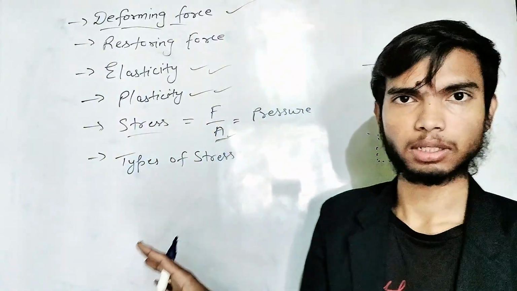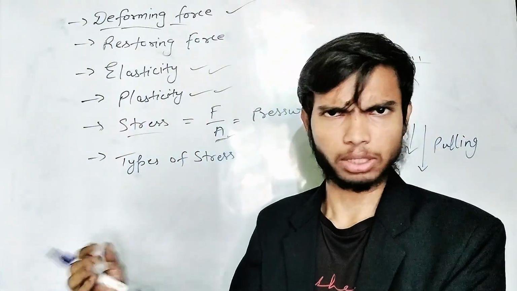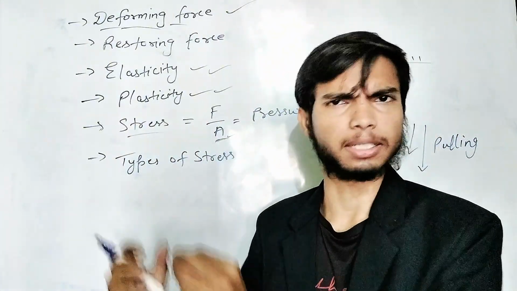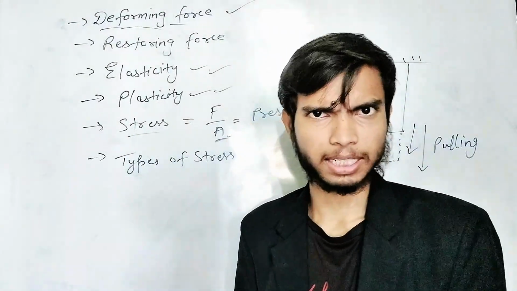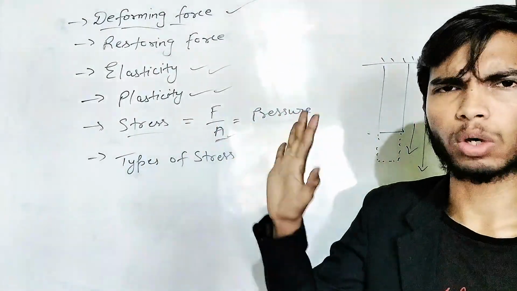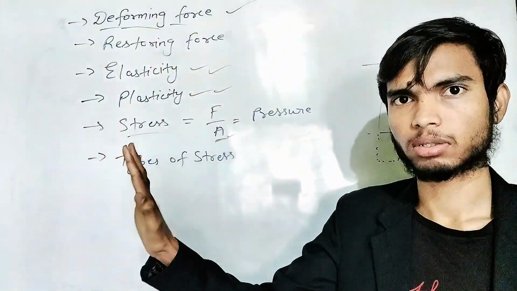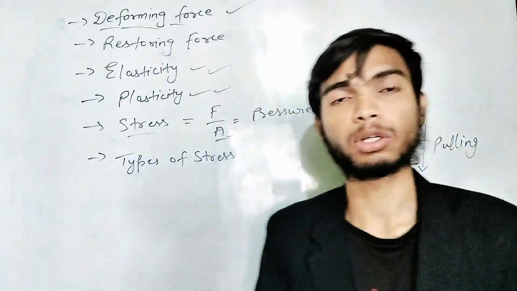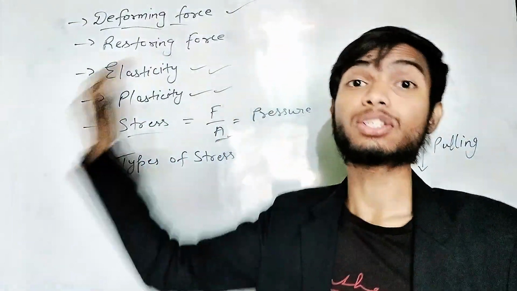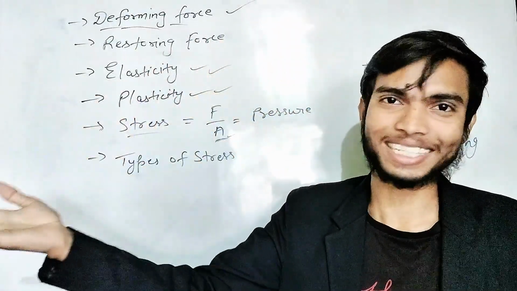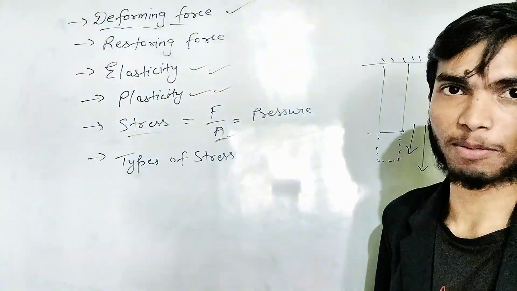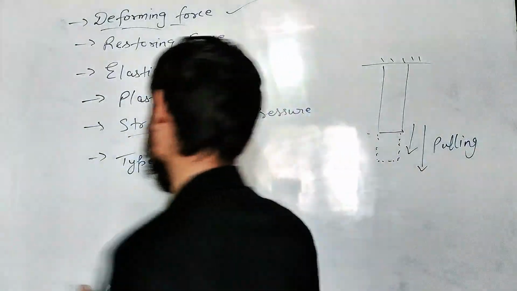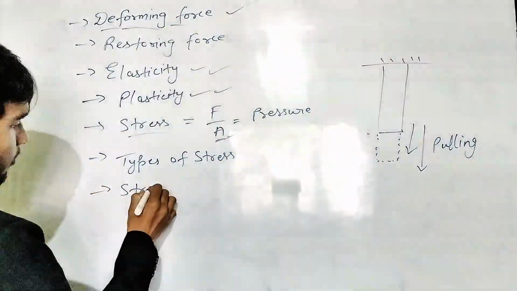F upon A. Just understand longitudinal stress is related to length and volumetric stress is related to volume, and tangential stress is related to tangent force. When tangent force is applied, that body will apply force tangentially to regain its original shape and size. Okay? This was about the types of stress. Now we are able to understand the strain.